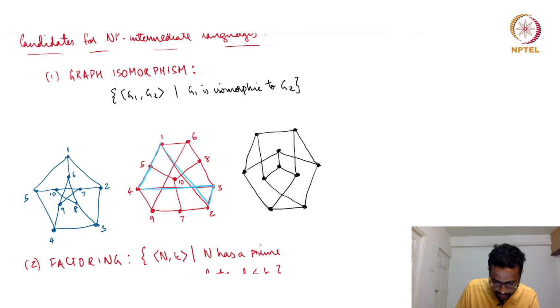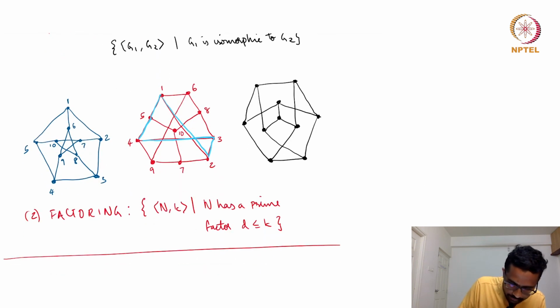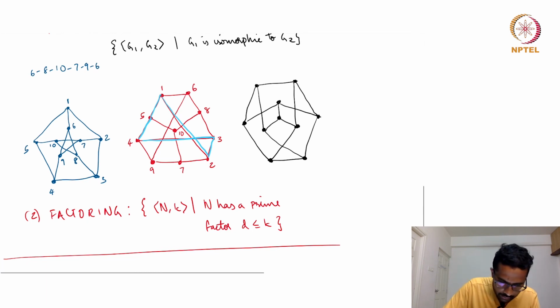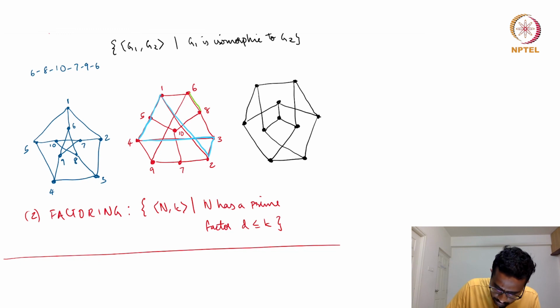So maybe I'll just write down here. In the inner star it is 6, 8, 10, 7, 9 and back to 6. Right. So let's see whether the same thing is true here. 6, 8, 10, 7, 9 and back to 6. So indeed it matches. So this is why it's an isomorphism.